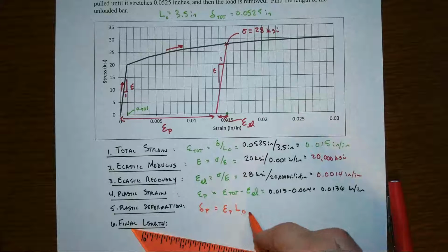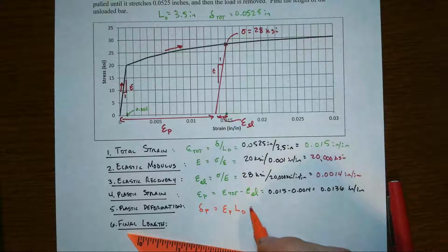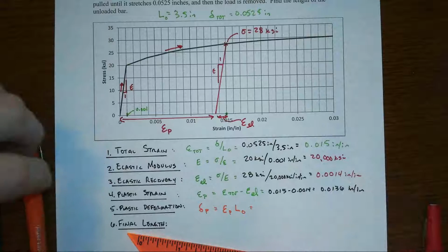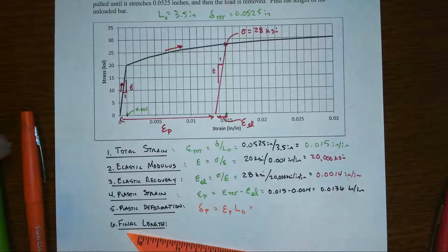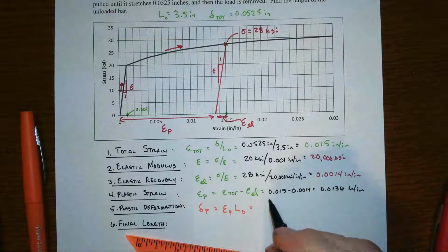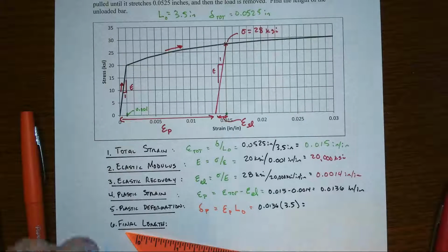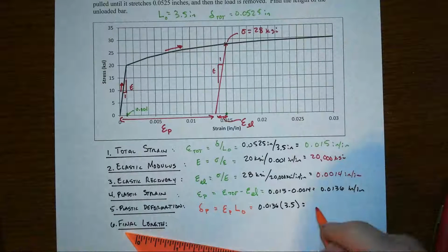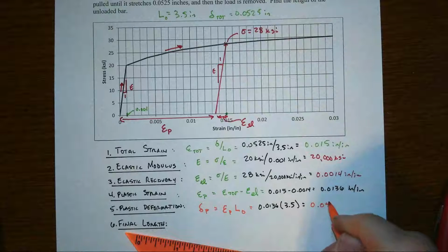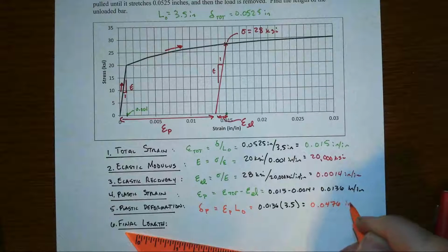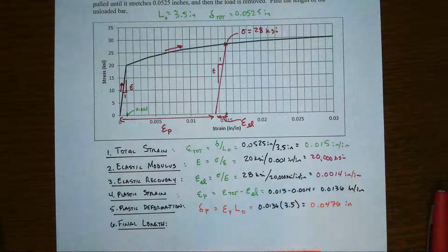Now, if you wanted to be a little bit more sophisticated, you could use your L final to figure this out. But first order theory says we're going to do everything based upon the original configuration, assume that everything's small, and that the error we introduced there is of a very minor nature. Generally speaking, it will be, and you'll see here too that this is pretty small. Just under 0.05 of an inch of plastic deformation.